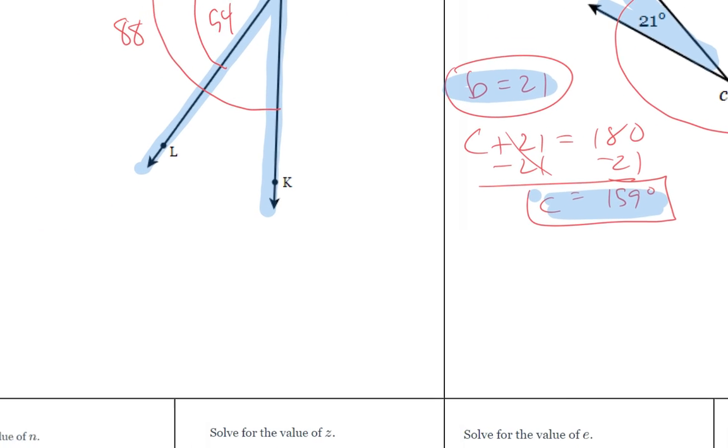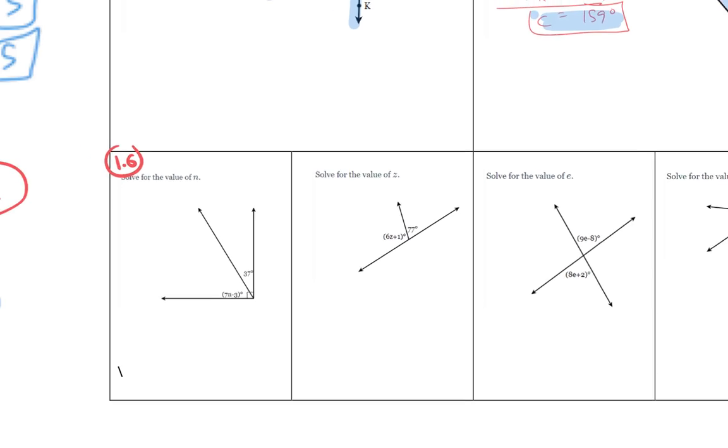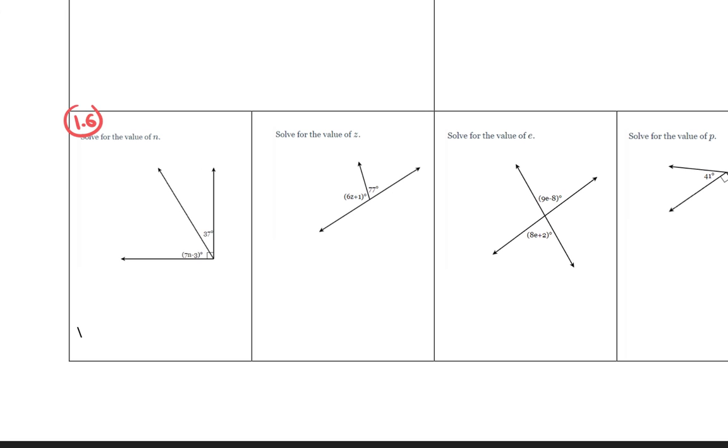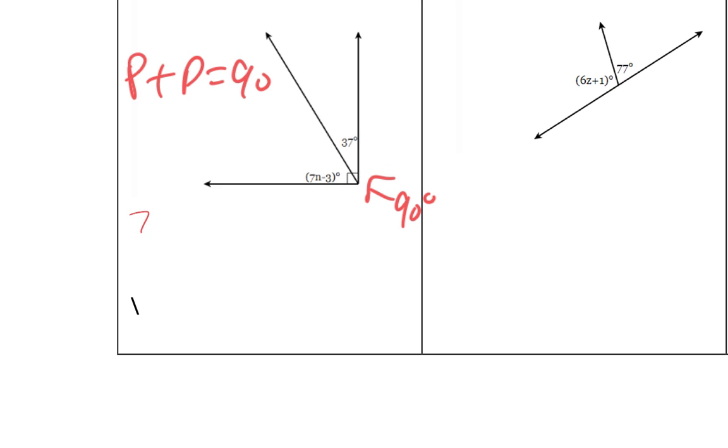All right, so then on these last ones, we did these the last day. These are on 1.6, so we're just going to set these up. Okay, so this one, I see that this is 90 degrees, right? So then I'm going to think part plus part equals 90. All right, so let's set that up. Okay, so we would say the first part, 7n minus 3, plus the second part, 37, equals our 90. Okay, so we're just going to set it up, and then you can solve.